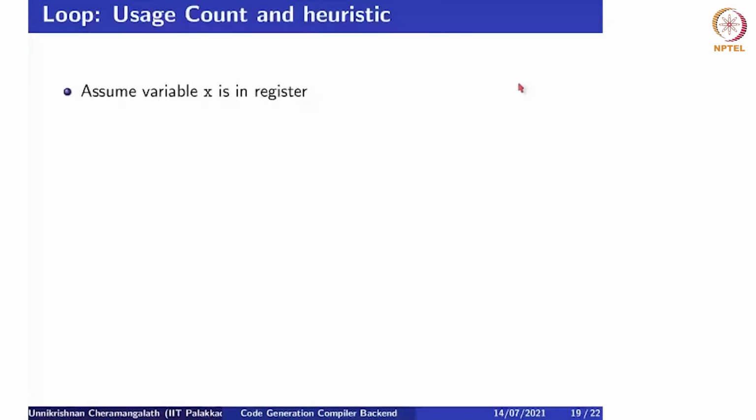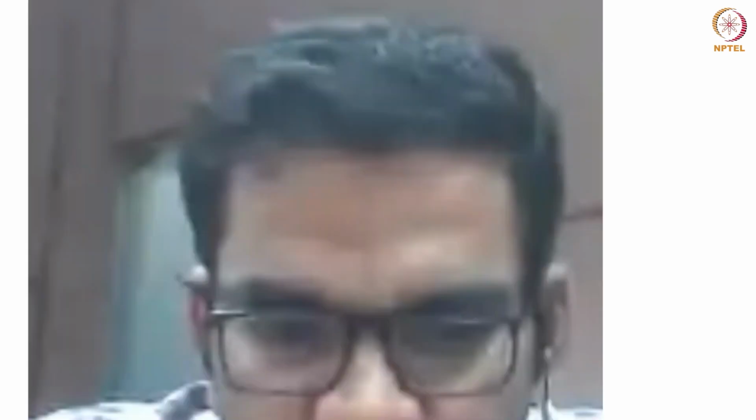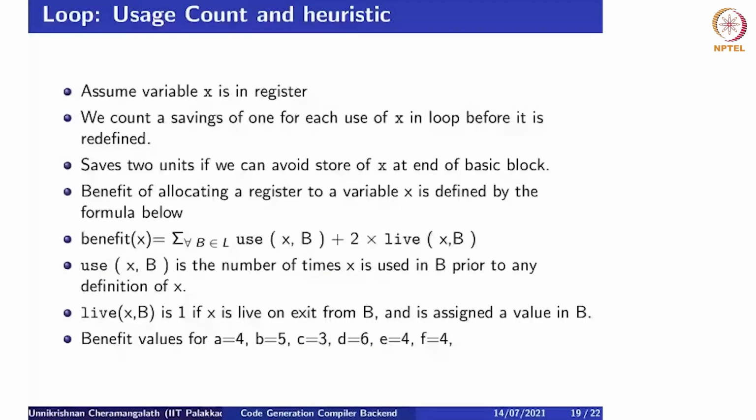If we look at the values, the benefit for A is 4, B is 5, C is 3, D is 6, E is 4, and F is 4. So if you want to have an allocation for this loop, with a limited number of registers, you have 3 registers. So B and D can be allocated. What about the third register? You can choose among A, E, and F.